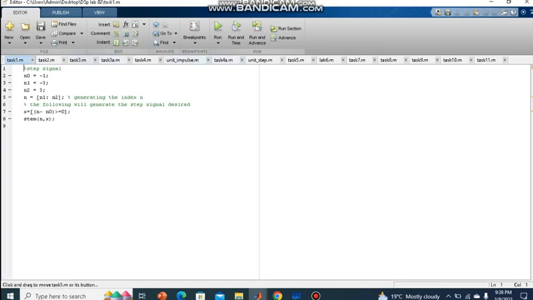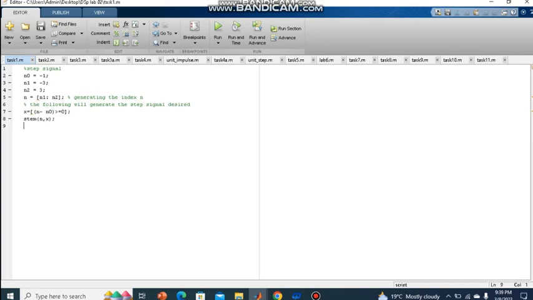As you can see, we are performing task 1, where we are performing a step signal function. We define it, and we have given three numbers: n0 is equal to -1, n1 is equal to -3, and n2 is equal to 3, which we have defined. We have to find n from n1 to n2, generating the index, and the following generates the desired step signal. So we will get our desired signal.